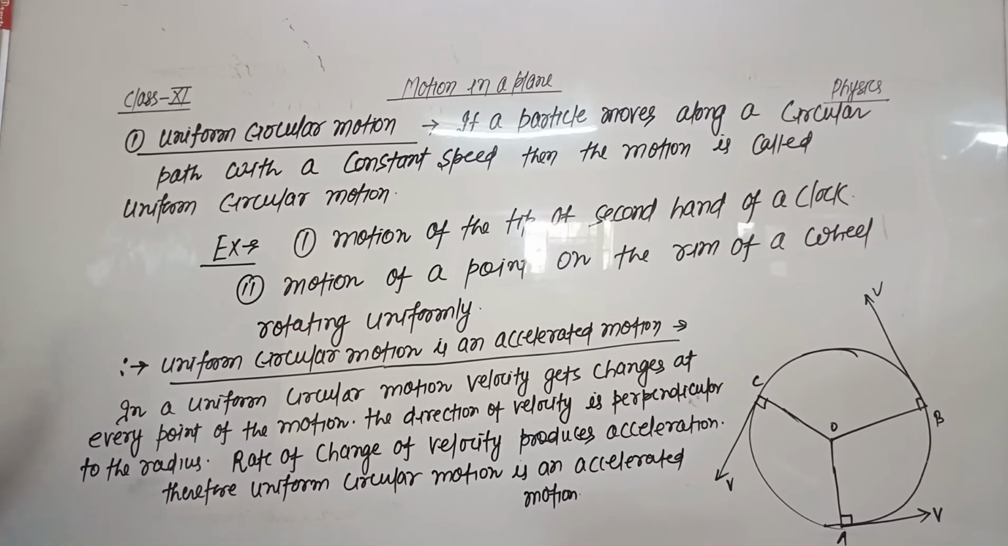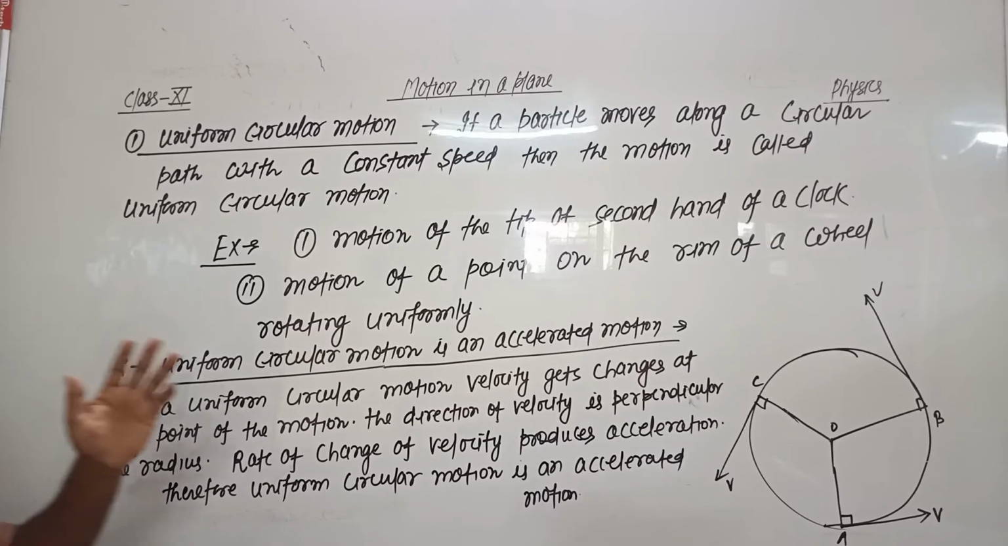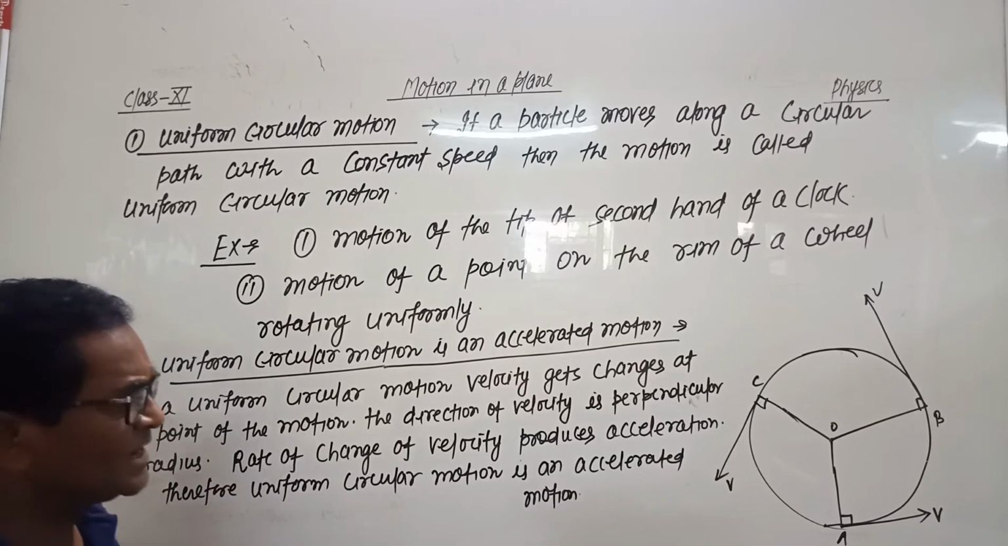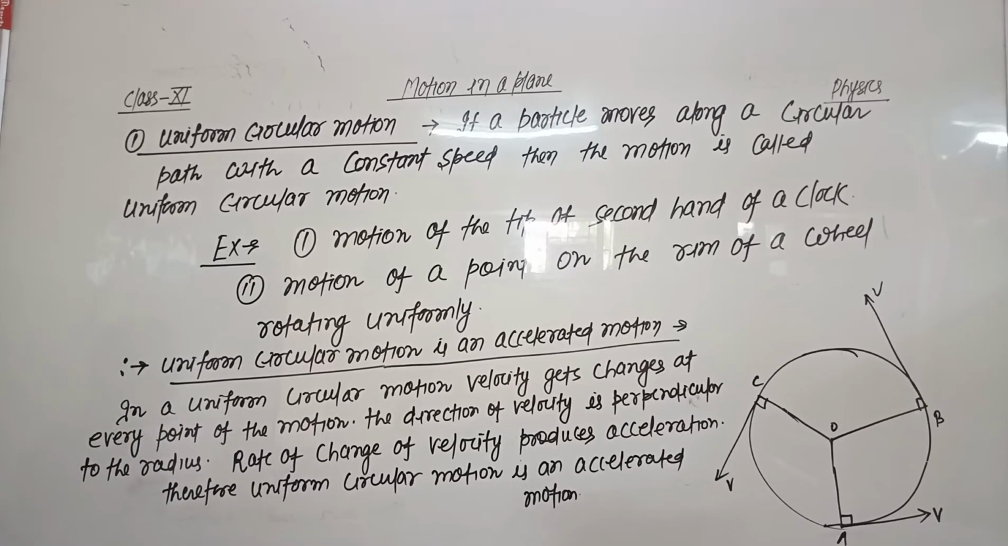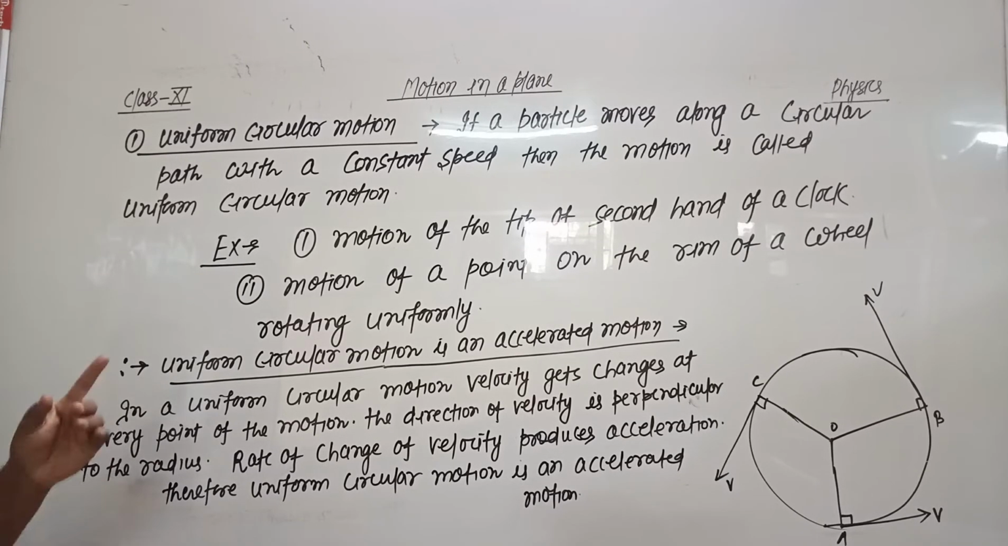So what is uniform circular motion? If a particle moves along a circular path with a constant speed, then the motion is called uniform circular motion. Examples are the motion of the tip of the second hand of a clock and the motion of a point on the rim of a wheel. Any point situated on the rim of a wheel also rotates with the motion of the wheel. So such types of motions are uniform circular motion.